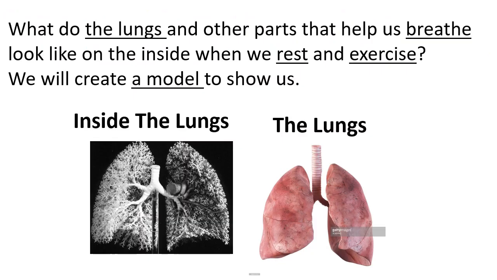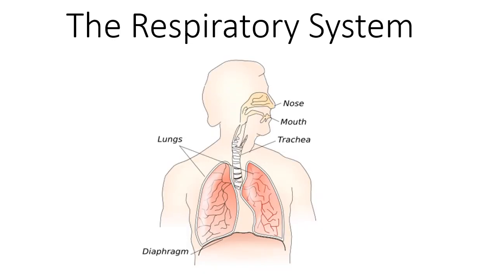And then the lungs are the most important part of the respiratory system. And these are other parts of the respiratory system, including the nose, the mouth, the trachea, also known as the windpipe, and the diaphragm.